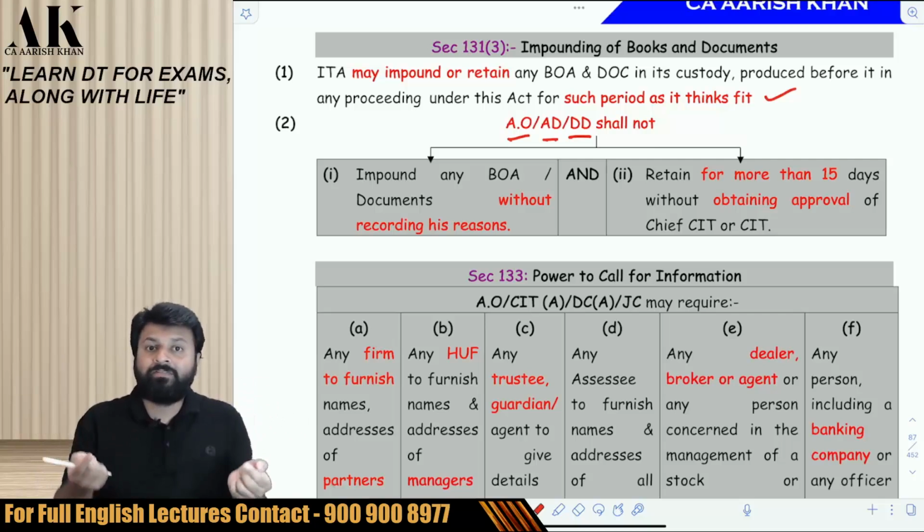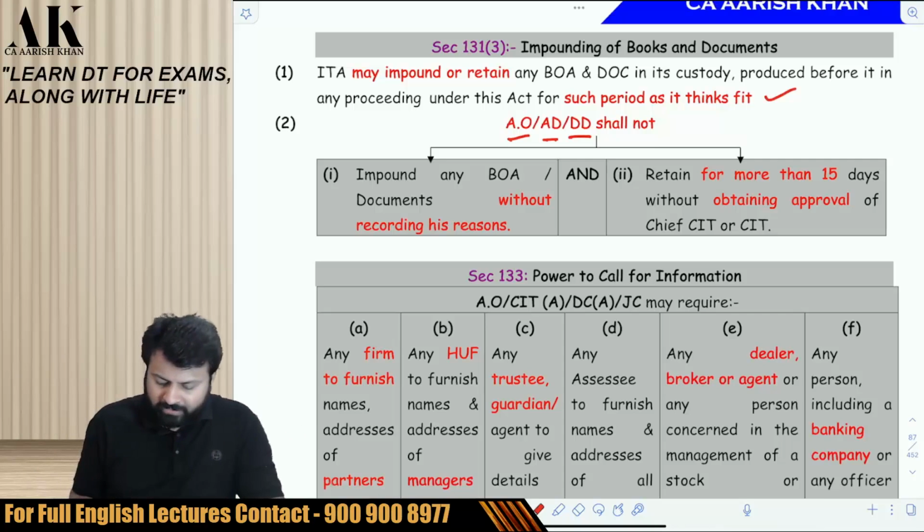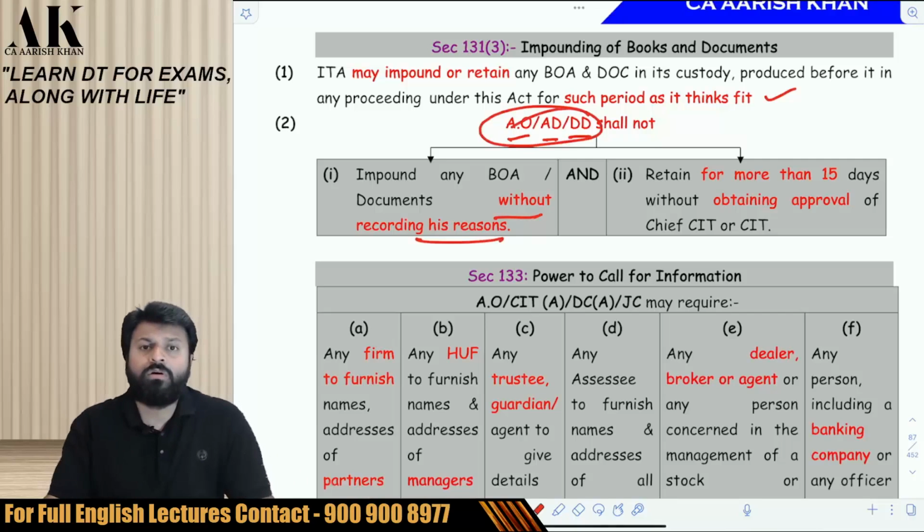But if the authority is an assessing officer, assistant director or deputy director, then they have to follow a few things. They can impound the books only after recording the reason. Without recording the reasons, they cannot impound the books. And second, where will they record the reason? They will record the reason with a higher authority under the income tax law.